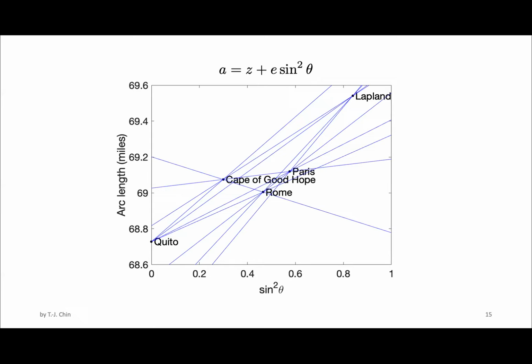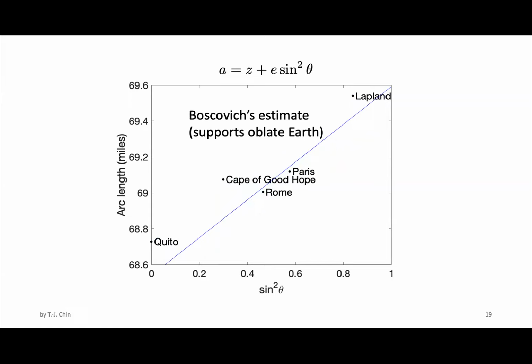He said, these two estimates that go through Cape of Good Hope look weird. Let's throw them away. These two ones that also pass through Cape of Good Hope, let's throw them away. In modern times, what do we call that data point, Cape of Good Hope? An outlier. Okay, that's what Boscovich did. And then he averaged the resulting lines. This is the modern estimate; it's actually quite far away from the modern estimate, but good enough to establish that the Earth's shape is oblate.